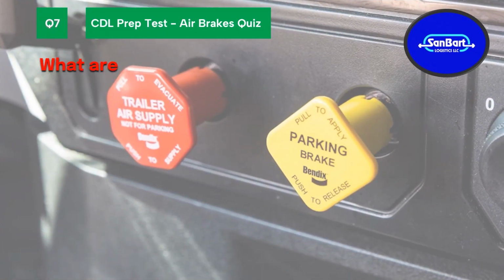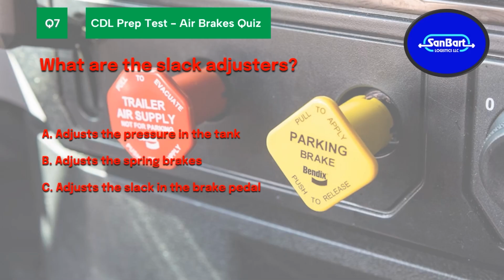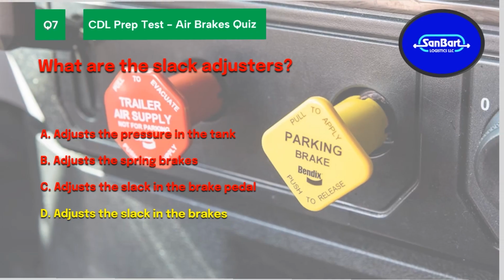Question 7. What are the slack adjusters? A. Adjusts the pressure in the tank. B. Adjusts the spring brakes. C. Adjusts the slack in the brake pedal. D. Adjusts the slack in the brakes. The correct answer is D. Adjusts the slack in the brakes.